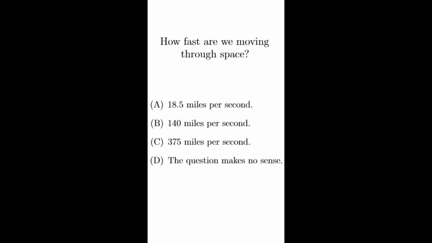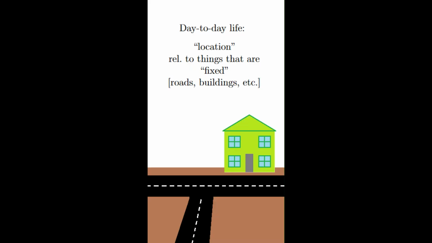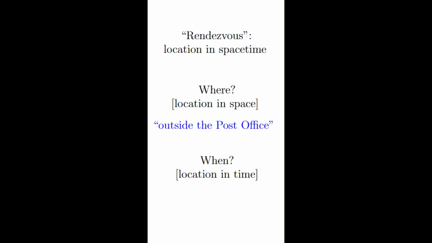Here are your options. In day-to-day life, we define locations relative to things that we perceive as being fixed, such as roads, buildings, etc. When you arrange a rendezvous with a friend, you need to arrange a location in space-time for your meeting. You might do this by first fixing the location of where you're meeting, for example, outside the post office, and then later deciding upon a time.